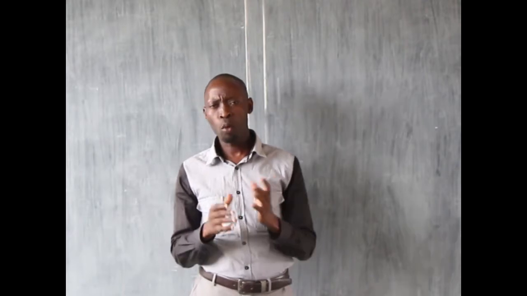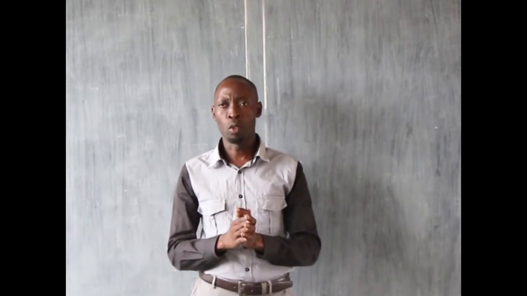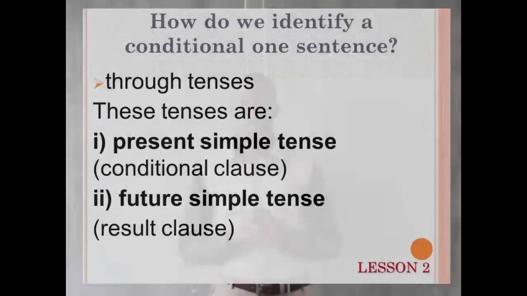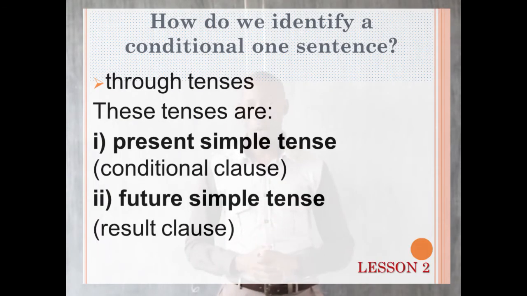Now, as we continue to learn, I will ask a question. How do we identify a condition 1 sentence? Well, it is very simple. We can only identify a condition 1 sentence through tenses. And like all the other conditionals, there is a tense pattern. There is a tense pattern which goes with every specific condition.